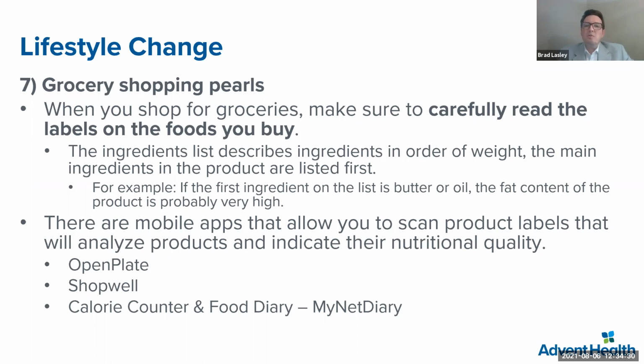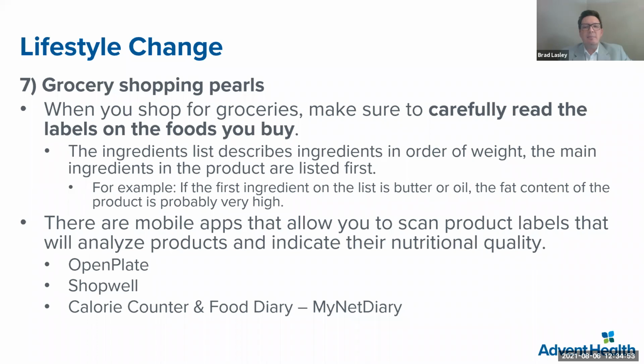So we know that there are also mobile apps that allow you to scan product labels, that will analyze products and indicate their nutritional quality. Some of them are listed here. Like Open Plate, Shop Well, Calorie Counter, which is a food diary. There's another brand called My Net Diary, which does both calorie counting and a food diary. So there are options. These are just a few of them.